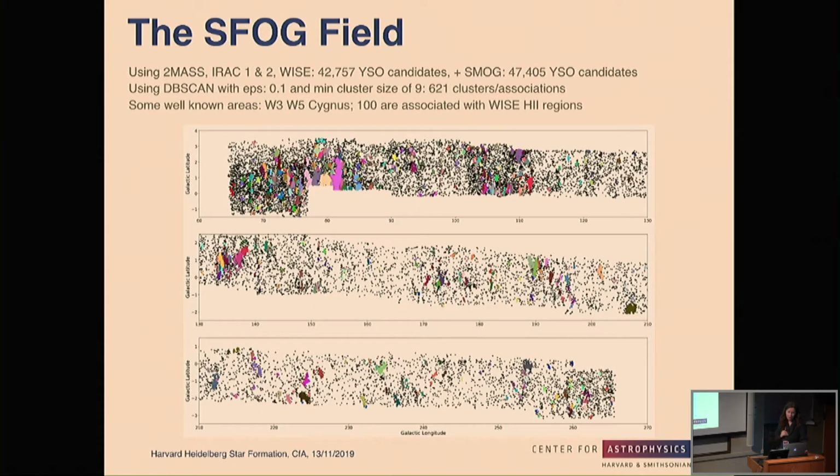So far we found about 42,000 YSOs in the field, and if we add in SMOG, which is a bit of a gap, it's in here somewhere, we get about 47,000 YSO candidates in total. We then went back and did DBSCAN clustering and found 620 clusters in this region. Some of them we were finding like W3, W5, Q. And so you have W3, W5 and Cygnus all in here. And about 100 of them were found associated with YSH2 regions.